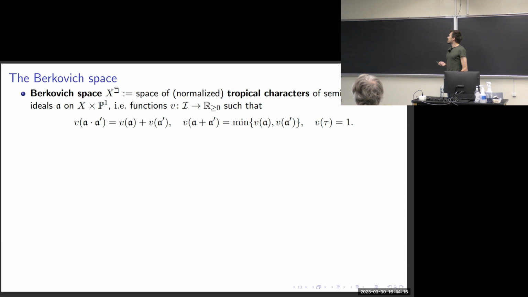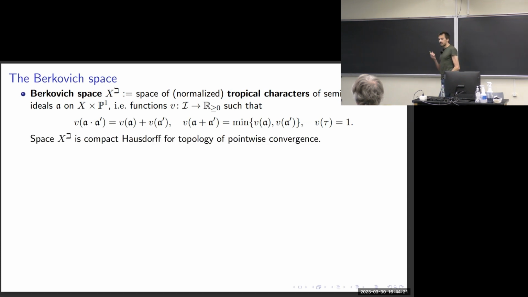And then you can endow this set with simply the topology of pointwise convergence. And it's easy to see that you get a compact Hausdorff space just by Tikhonov's theorem, because V of tau is equal to one. So now the value on any A will be bounded, because A has to contain some power of tau, because A is trivial away from the central fiber.